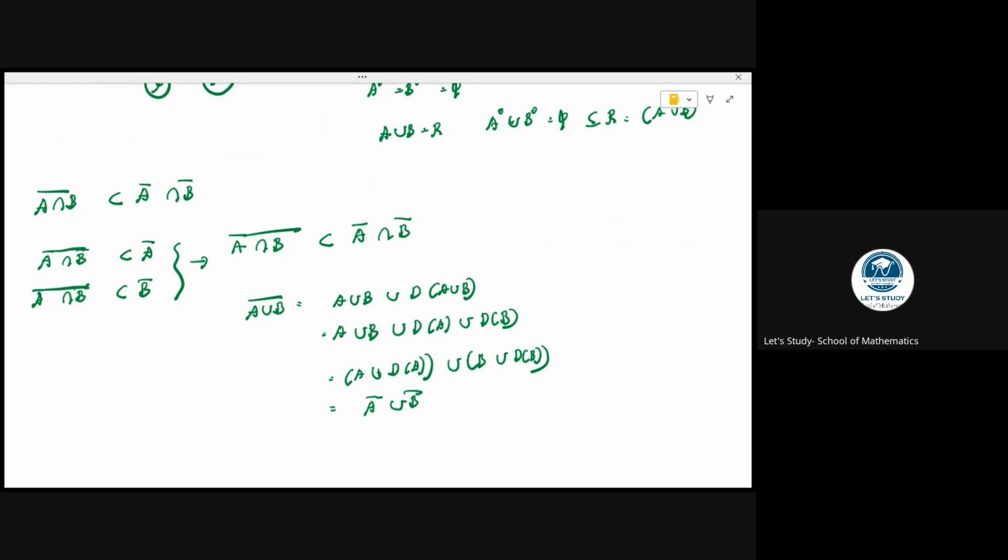That is simply equal to A closure union B closure. And if you again want to conclude the equality case, you can just take A equal to Q and B equal to Q complement. Their intersection is phi, so the closure of the intersection is phi. And if you take the intersection of their closures, that should be equal to R. Then you are done.